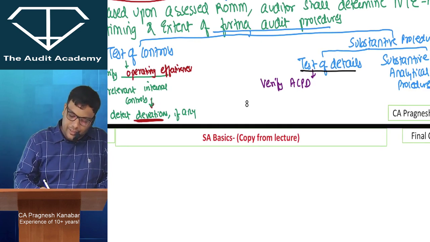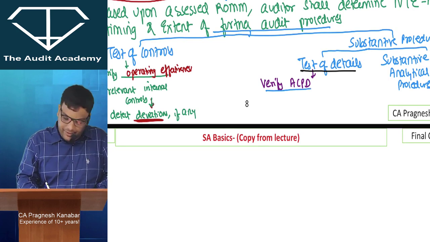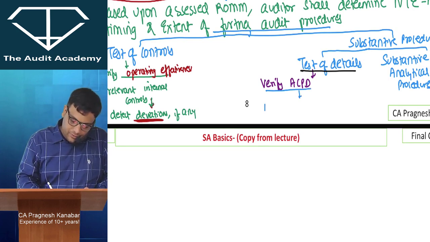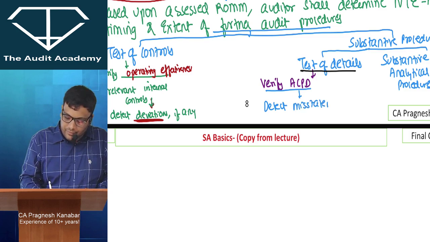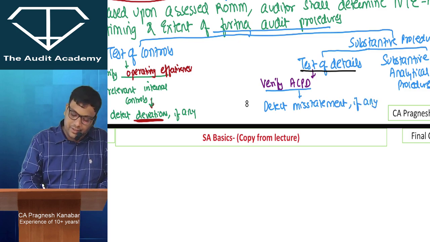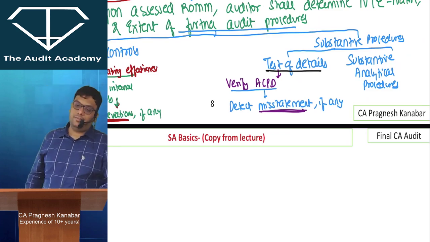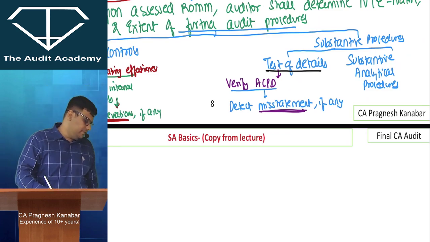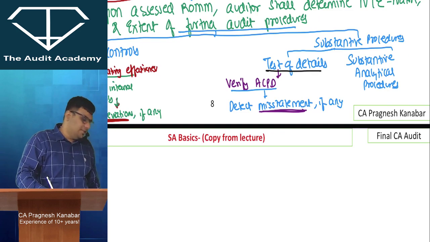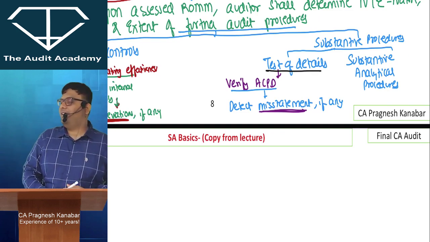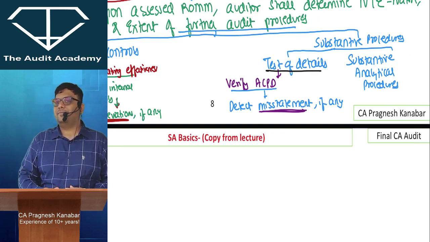So when it comes to test of details, you are verifying ACPD. And if ACPD is wrong, we say that there is a misstatement. We don't use the word deviation. Deviation word is used for internal controls. Detect misstatement if any. Sorry. So verify ACPD. Detect misstatement if any.